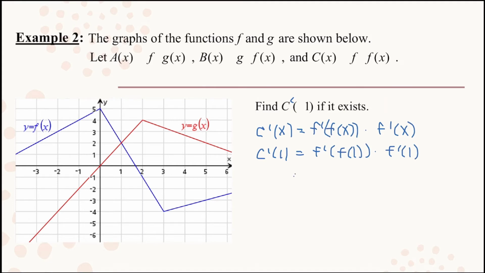So then I have f prime of f of 1. So f of 1 is 2, times f prime of 1. So at 2, we already said it was -3. The derivative at 1 is coming from that same line, so it's 9.